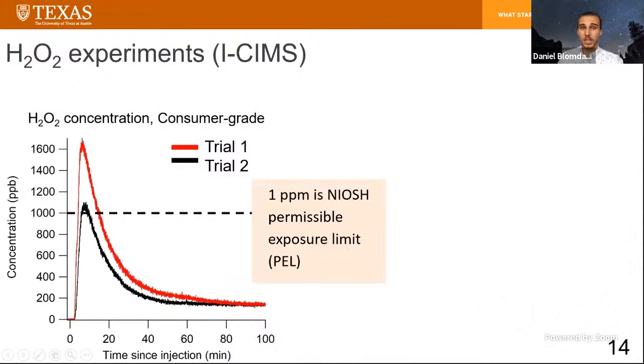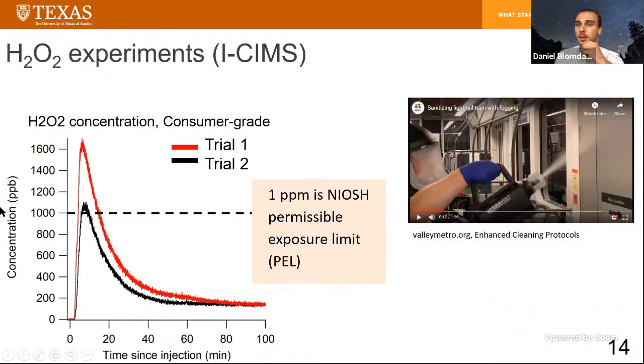Looking at the hydrogen peroxide experiments, this is from the iodide SIMS, which is iodide chemical ionization mass spectrometry, which basically just, instead of the H plus adduct, it's an iodide adduct. And we see that the hydrogen peroxide concentration gets up above the NIOSH permissible exposure limit, which is a signal of dangerous levels, very briefly, but only for a few minutes.